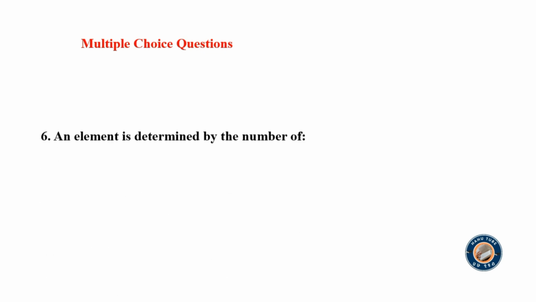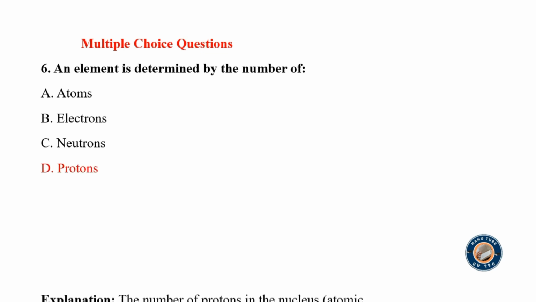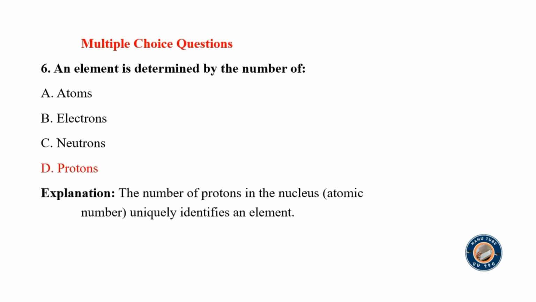Multiple choice questions. Question number 6. An element is determined by the number of A. atoms, B. electrons, C. neutrons, D. protons. The answer is protons. The number of protons in the nucleus, or atomic number, uniquely identifies an element.